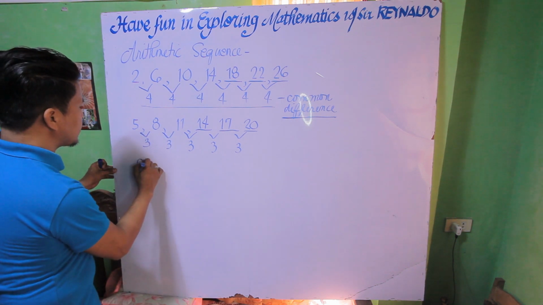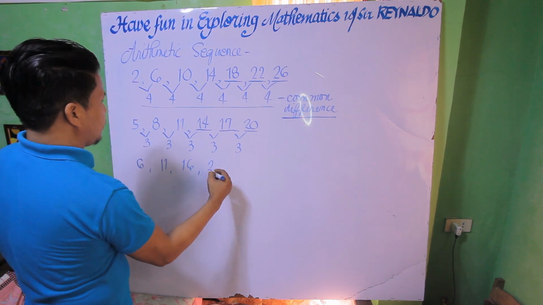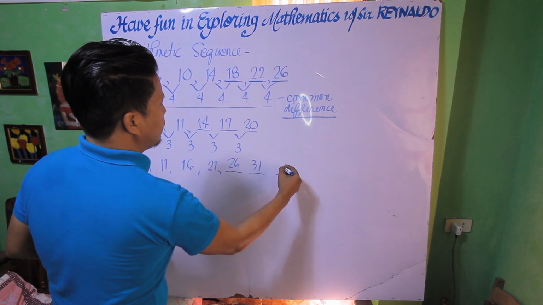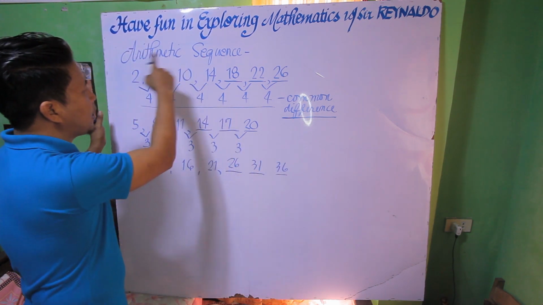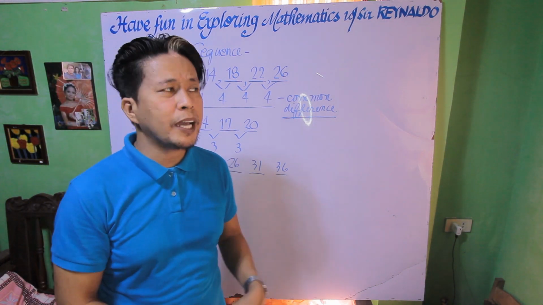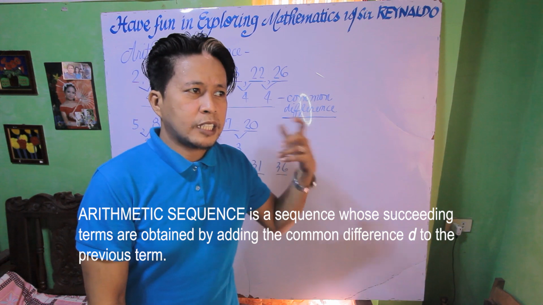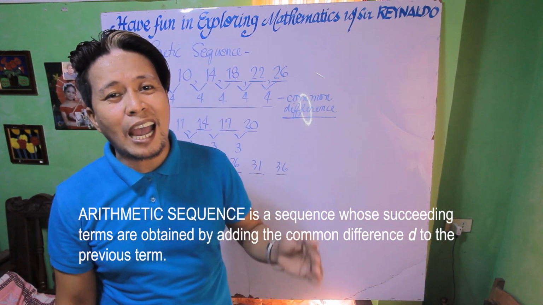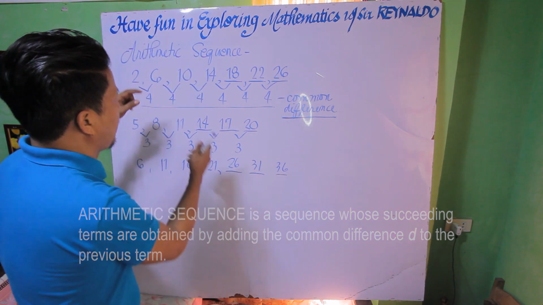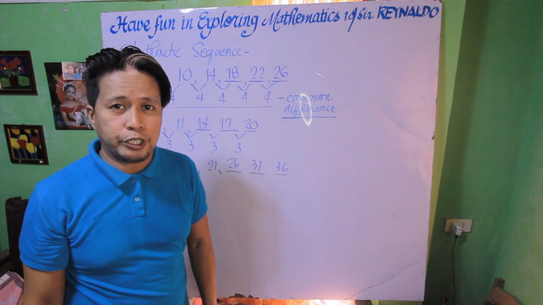So, kung meron tayong 6, then 11, then 16, then 21, of course, ang susunod dyan ay 26, 31, and 36. Ang tawag natin sa sequence na ito ay arithmetic sequence. Pag sinabing arithmetic sequence, it is a sequence whose succeeding terms are obtained by adding the common difference to the previous terms. Okay, so yun na, magdadagdag tayo. Susunod sa 26, 30, and so on and so forth.